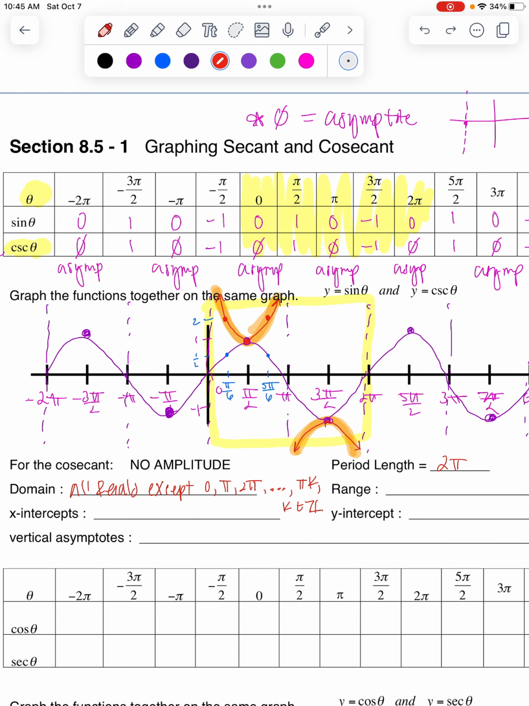All right, our range. We're going to go all the way down to negative infinity. And then we have this maximum value of negative 1. And it's included. And then we're going to pick back up at 1 and go all the way to infinity.